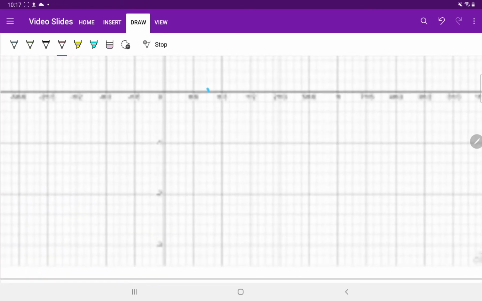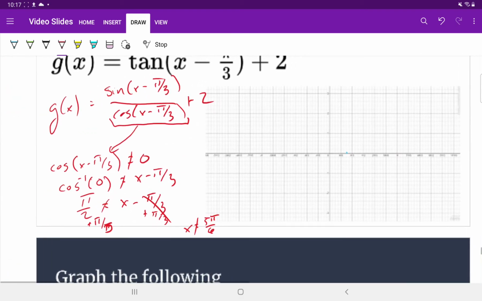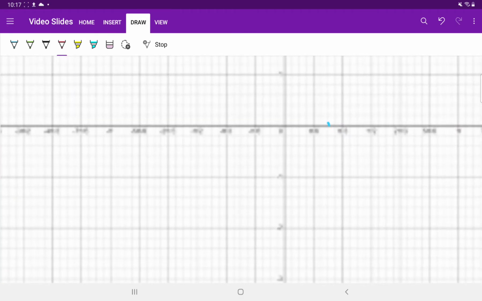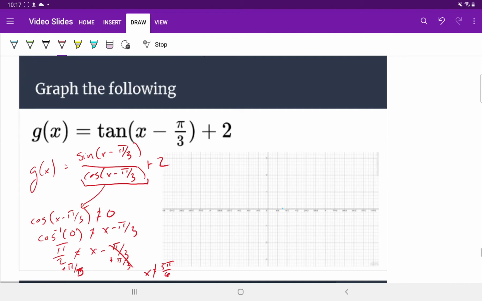I need this to enhance. Can't really see that, can you? I can't read these. This must be a lower resolution image for whatever reason. I think 5 pi over 6 was right here, though, if I had to take a guess. I'm going to call that 5 pi over 6.